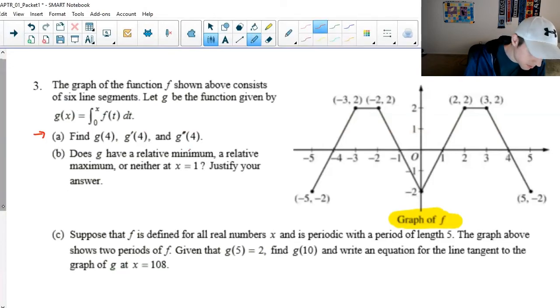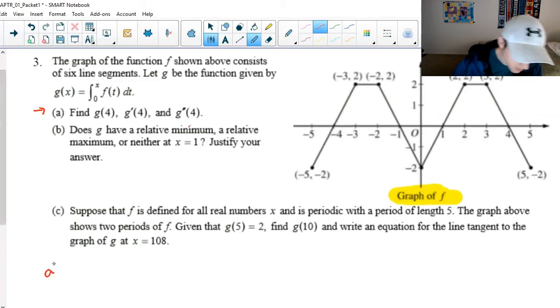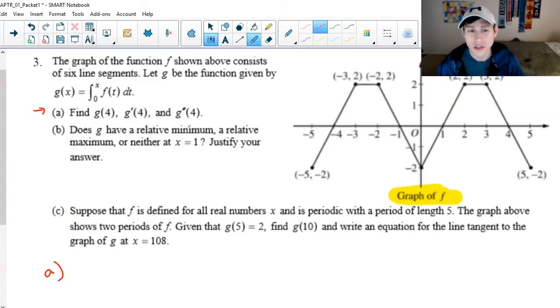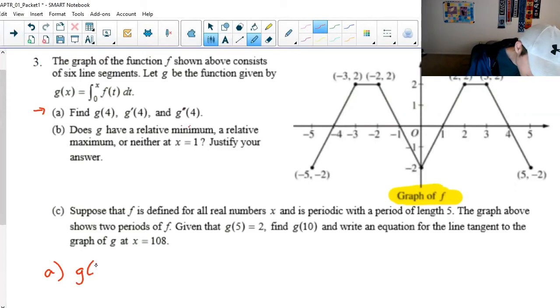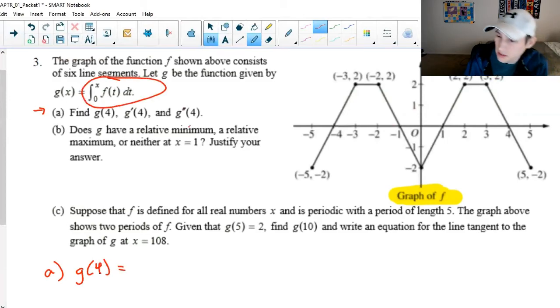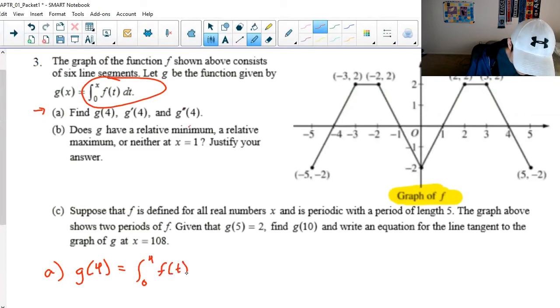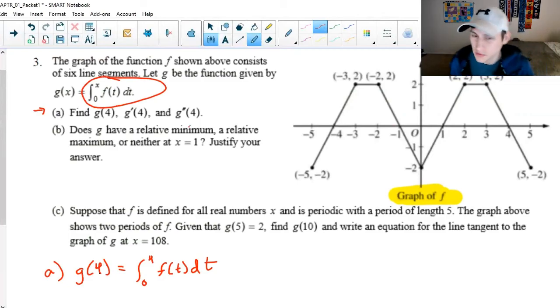And let's look at part A. Part A says find g of 4, g prime of 4, and g double prime of 4. So 3 different values that I need. I'll first start with g of 4. And remember how g is defined. It's defined by this function. So I'm just going to use this from 0 to x, but x in this case is 4. The integral of f of t dt.